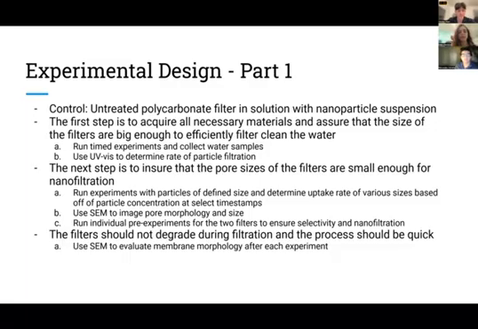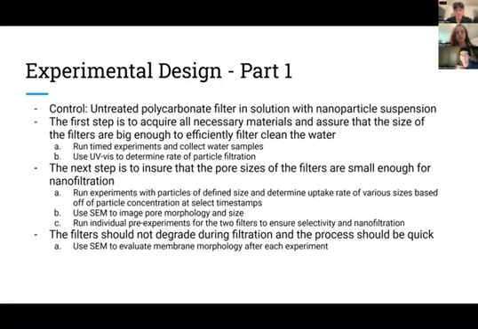The control of our experiment will be an untreated polycarbonate filter in the solution with nanoparticle suspension of both carbon and metal nanoparticles. And this will be used as a baseline to determine the filtration capacity of our membrane filters. And the next step is to run pre-experiments with the individual filters to ensure particle filtration selectivity and efficiency in filtration.